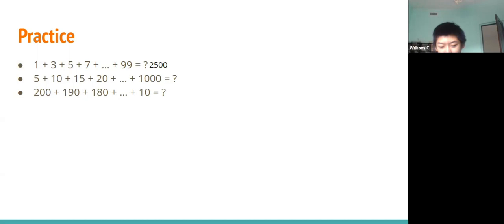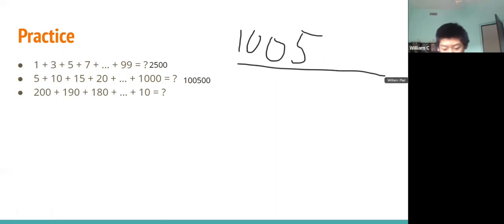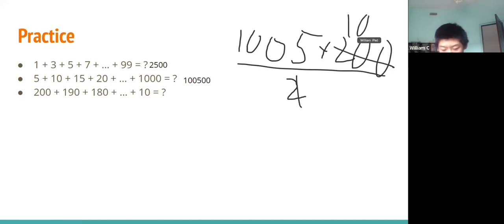So 100,500. That actually is the correct answer. So the way to do it is that the total sum of the numbers is the sum of the first and last numbers, 1005, divided by 2, and the total number of numbers is 1000 divided by 5 equals 200. So we have 100,500.